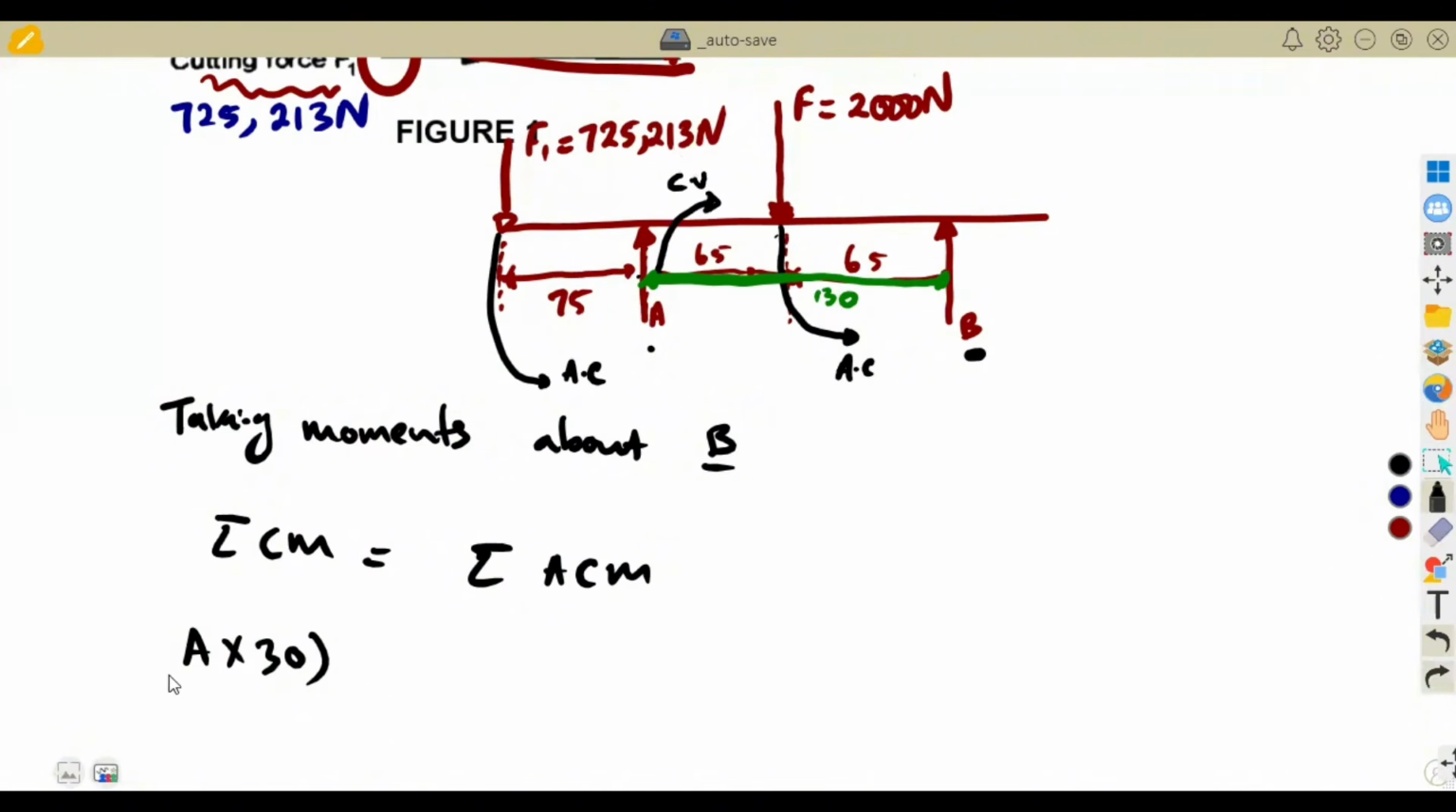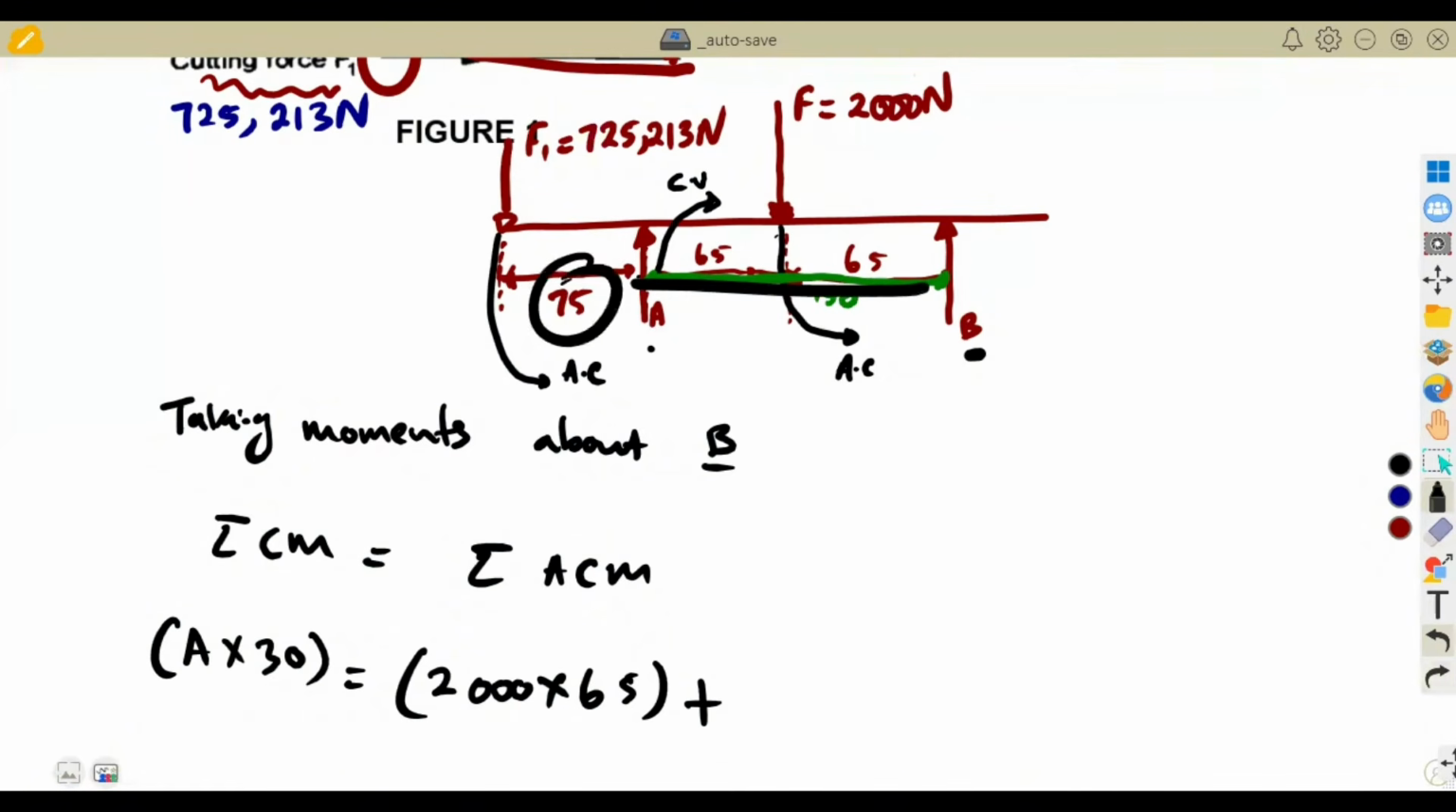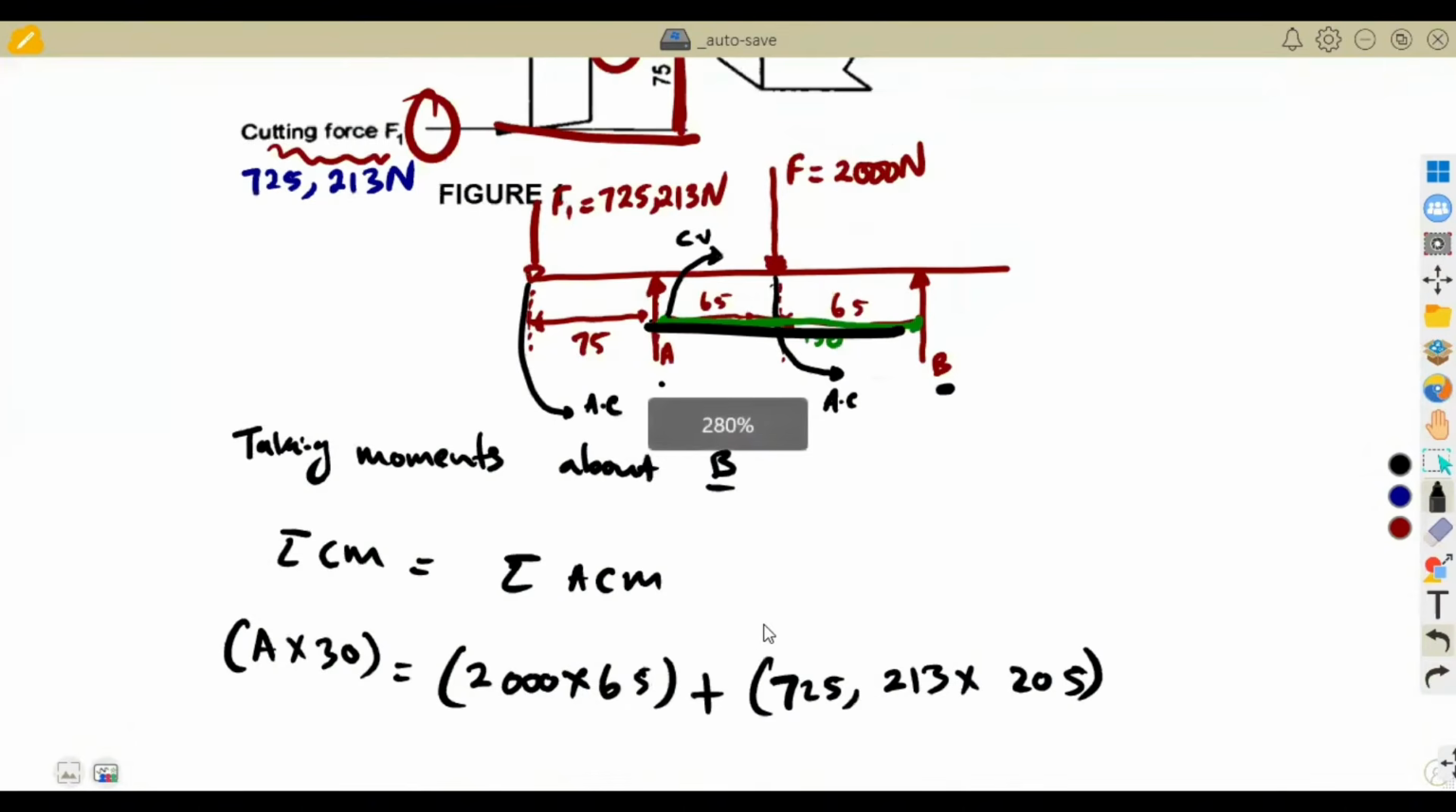The A going to B. The rest are in the anti-clockwise. Which one? The 2000 back to B. What is the distance there? 2000 force times distance. The distance back to B is 65. Which other one do we have in the anti-clockwise? We also have this F1, our cutting force, going back to B. That will be 130 plus 75, which is 205. So this will be 725 times 205, the whole distance back to B. So these are your moments, guys. There is nothing about the cutting machine there.